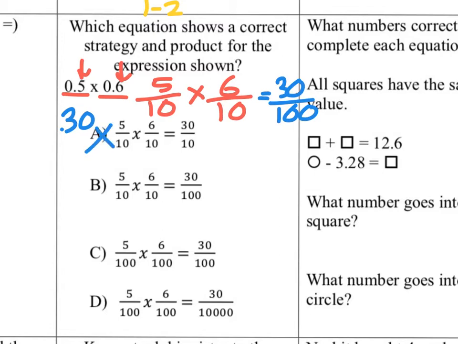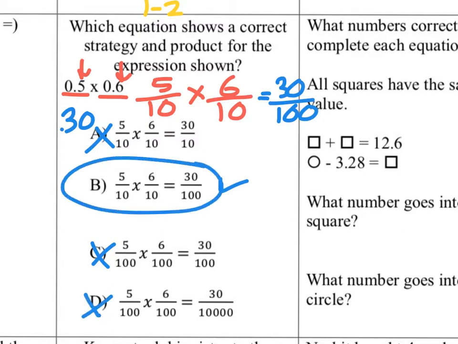For the second one, it's 5/10 times 6/10 equals 30 hundredths. That looks good. For C, it's not 5 hundredths times 600, so that's wrong. And D once again is not 5 hundredths times 600. It's 5/10 times 6/10, and it gives you 30 hundredths. So the correct answer would be the letter B.